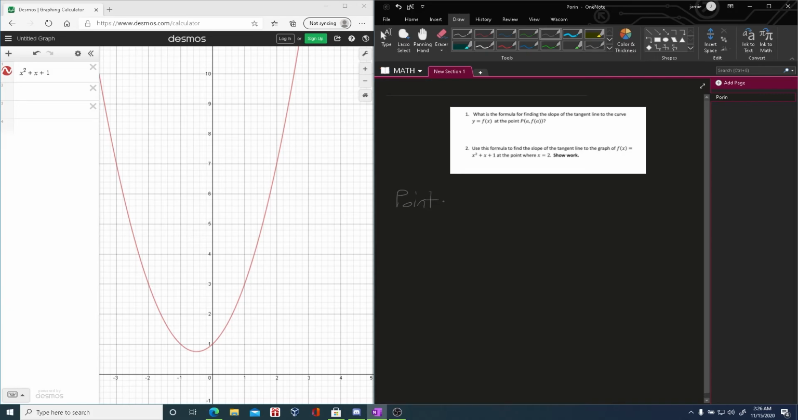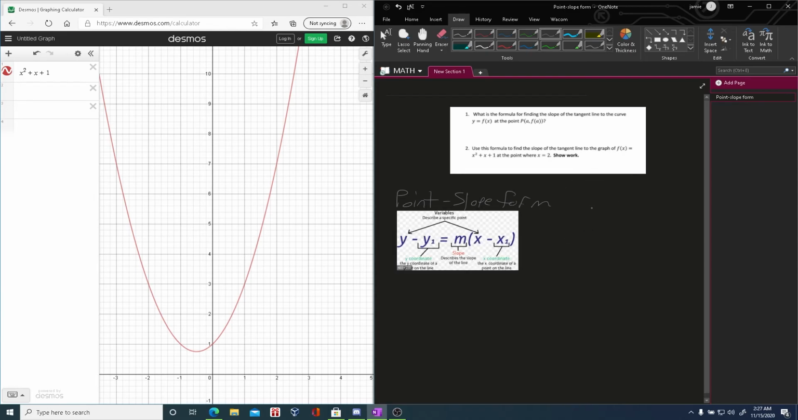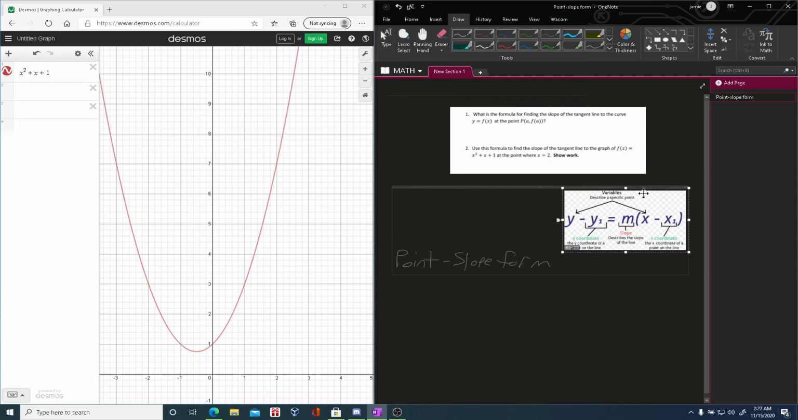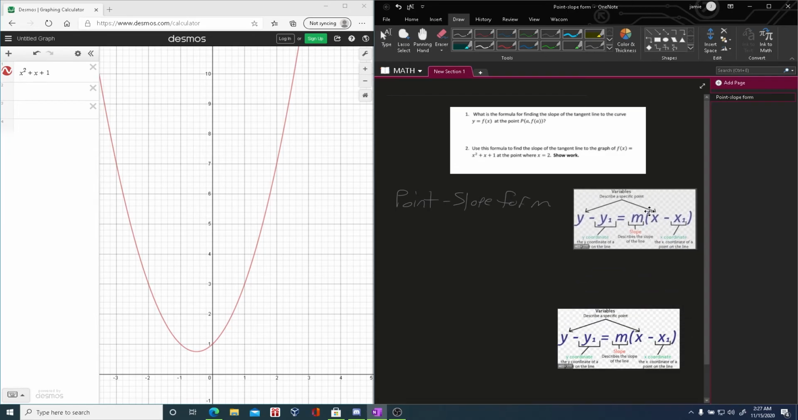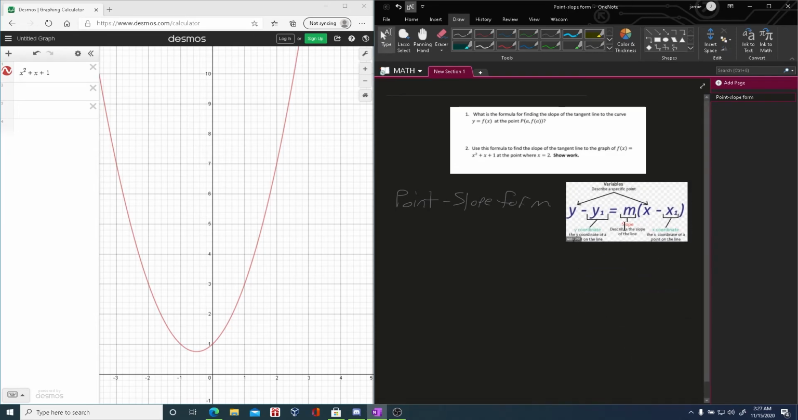point slope form. Sorry about that, that looks kind of messy. So we're looking for point slope form. And what that looks like is, I have a little add-on here. Let me move that out of the way. Alright, yeah, so I have this little add-on here.